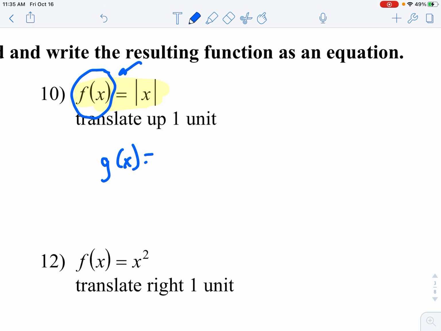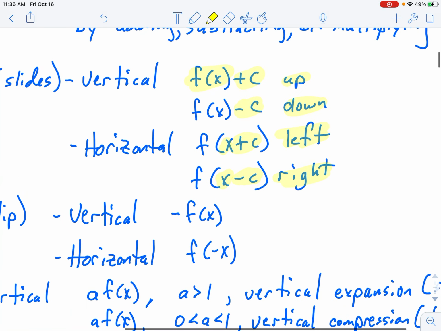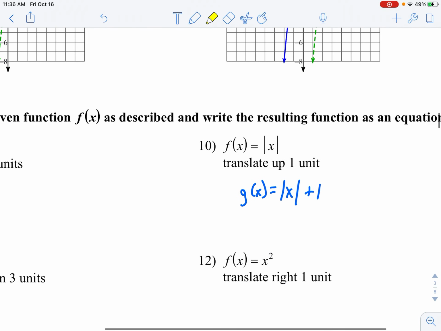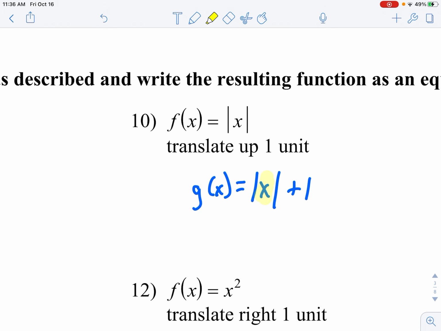Notice the plus 1 is not inside those absolute value bars. If you remember from just a minute ago, or several minutes ago, when you do things inside the function, it moves the graph left or right. If you want to move the graph up or down, you add or subtract numbers outside of the function. So absolute value bars are kind of like parentheses. There's an inside, there's an outside. To move up, you want to add outside. So according to me, that should be the answer.